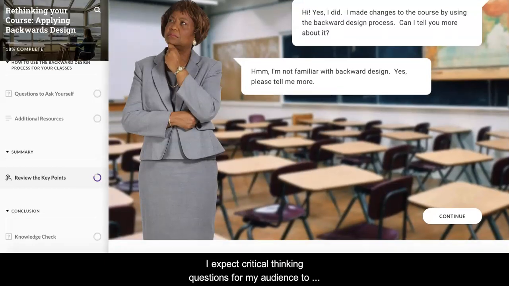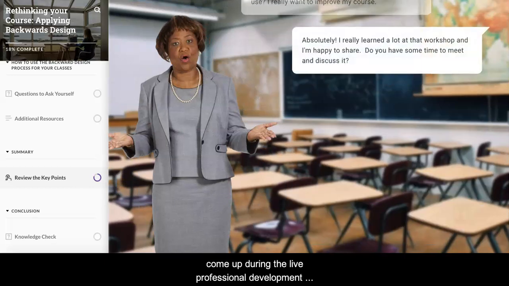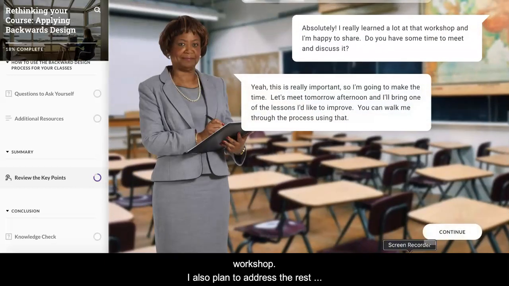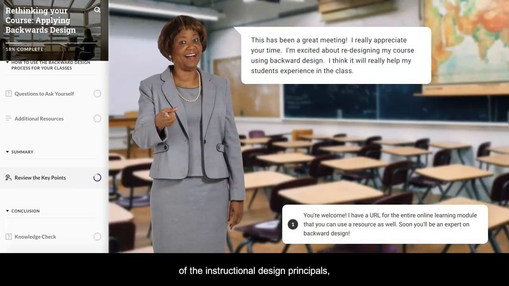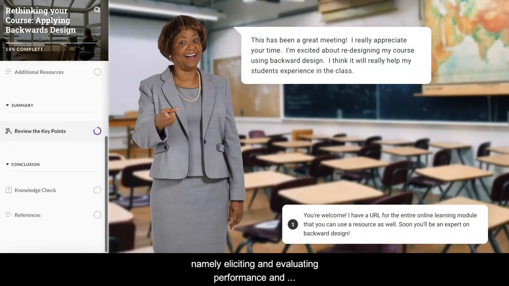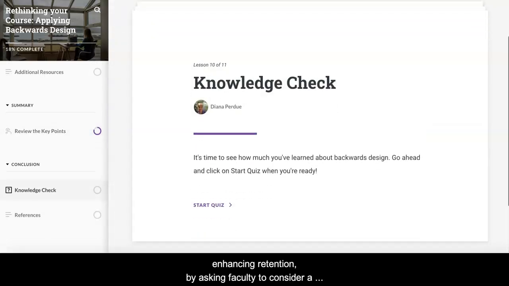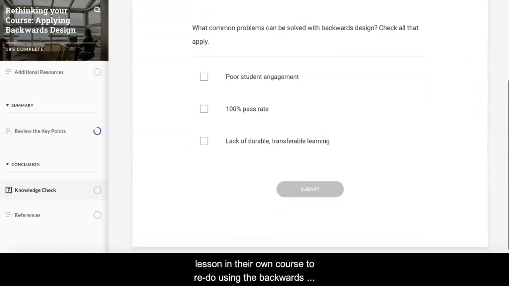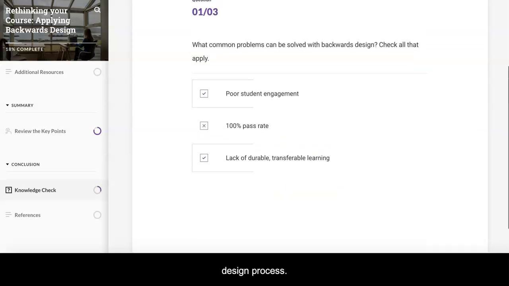I expect critical thinking questions for my audience to come up during the live professional development workshop. I also plan to address the rest of the instructional design principles, namely eliciting and evaluating performance and enhancing retention, by asking faculty to consider a lesson in their own course to redo using the backwards design process.